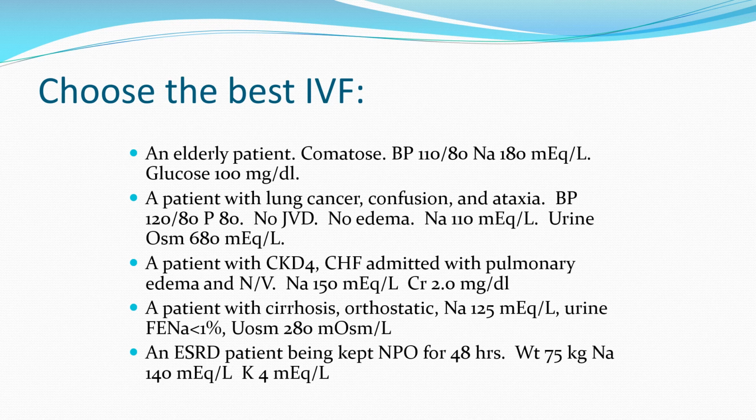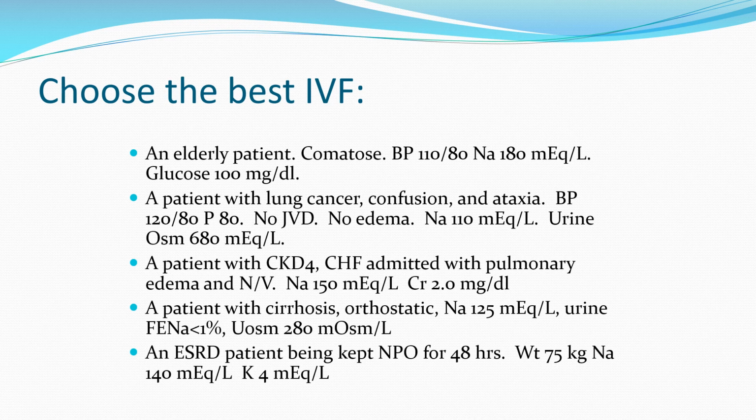In the second example, a patient with lung cancer, confusion and ataxia, with normal blood pressure and pulse, no JVD, no edema. The patient is hyponatremic with a sodium of 110, and the urine osmolality is inappropriately elevated at 680. So this patient has an inappropriately high urine osmolality in the setting of severe hyponatremia and appears euvolemic on exam, which would be consistent with SIADH. Certain small cell lung cancers can secrete ADH, leading to SIADH.